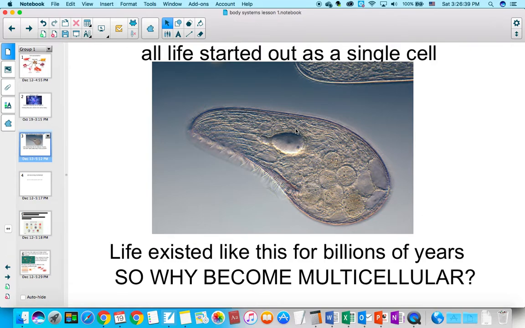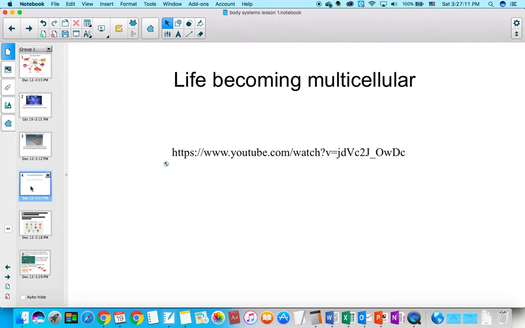So why did life then become multicellular, right? As you know, we are made of many, many, many cells. So life started out as one cell, and then over billions of years decided, well, not decided, but developed into something or things that were made of many cells. So why become multicellular if being single cellular worked out for such a long time? Why would you want to become multicellular? So this video will discuss how life started to become multicellular.